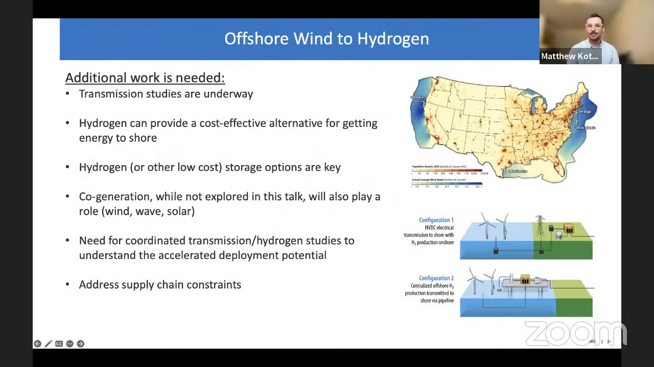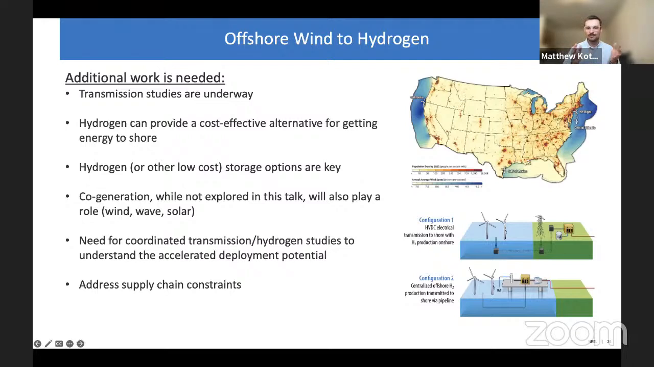With this project, there's a lot of work that still needs to be done, which includes transmission studies, looking at cost-effective ways of moving hydrogen to shore, storage options. As mentioned before, storage is crucial. And then also understanding how co-generation with other generation assets can play in and impact end use values. Of course, there needs to be more coordination of different studies to understand the accelerated deployment potential.